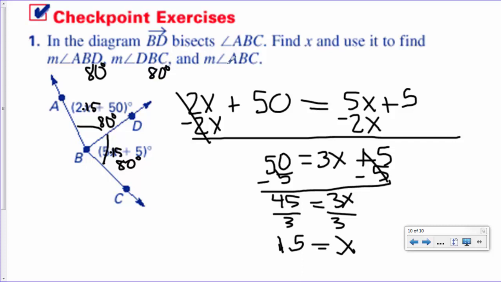Our large angle, ABC, we add the two angles together. 80 plus 80 equals 160 degrees. And that's it for our lesson for today.